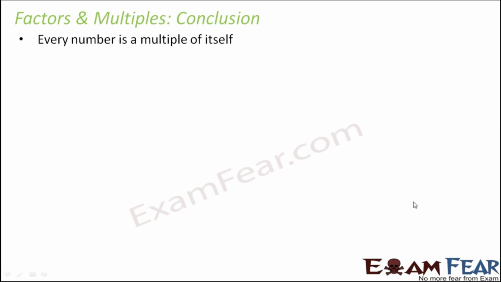Now when we come to multiples, we see that every number is a multiple of itself. That is one very interesting fact: every number is a factor of itself, and every number is also a multiple of itself. Now let us look at an example. Let us consider the number 4 and try to write its multiples. So these would be the multiples of 4.